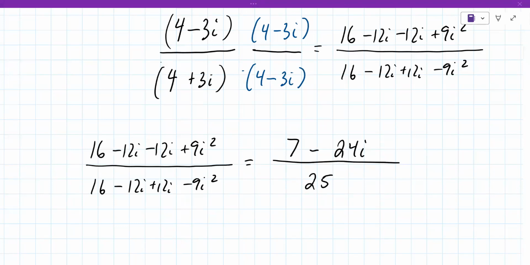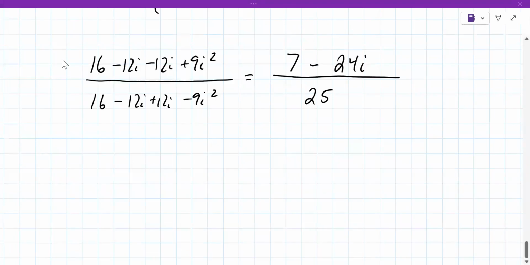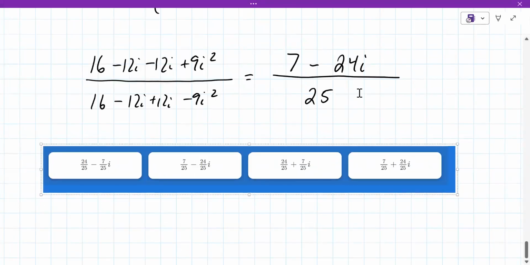Now I'm going to put the answers in front of you, and you're going to have to look back at your notes, but one of them is reflected here in this answer. It's going to be the second one. All right, very good.